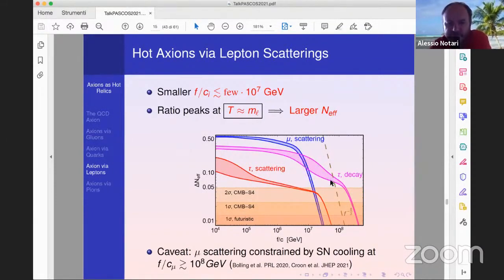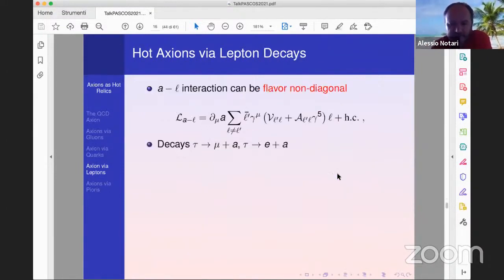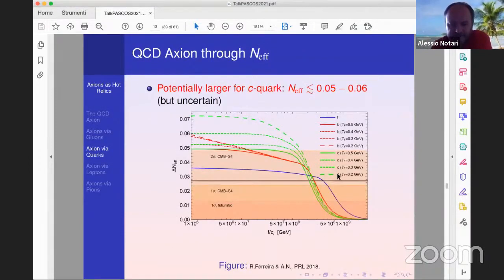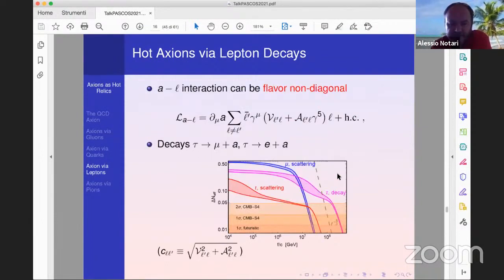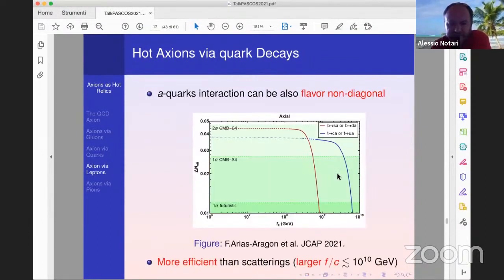But one can also look at decays, not just scatterings, because in some axion models the coupling could be off-diagonal in flavor. Therefore, for instance, the tau could decay, and that gives a larger signal. And the same thing, these flavor non-diagonal effects, could be obtained actually with the top. For instance, the top quark decays into c and axion, and that actually goes to larger f. So for 10 to the 9, even 10 to the 10, you get a signal.